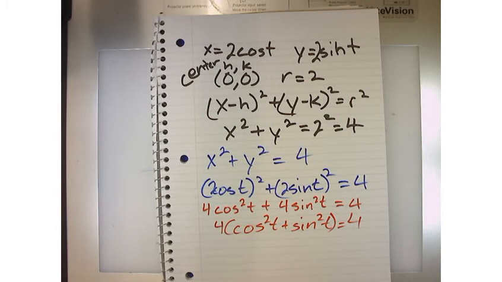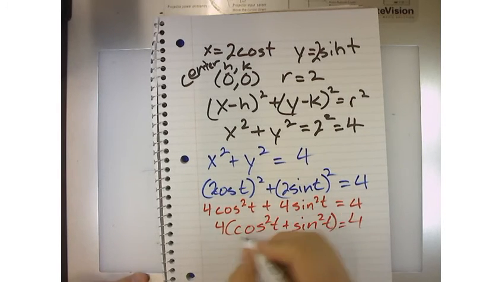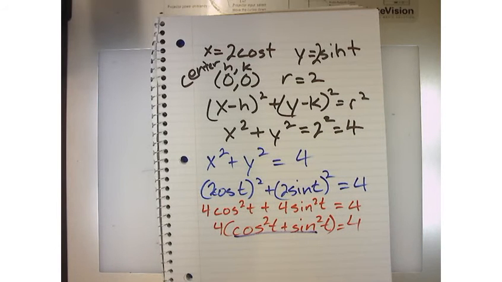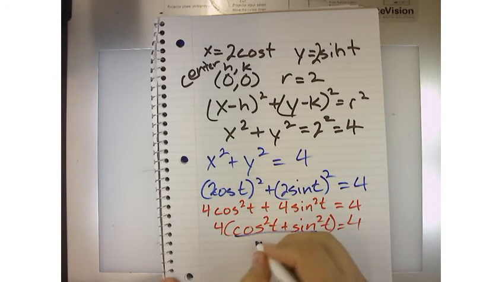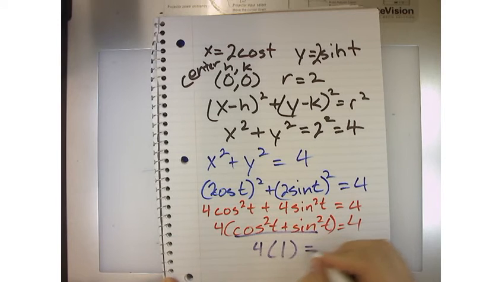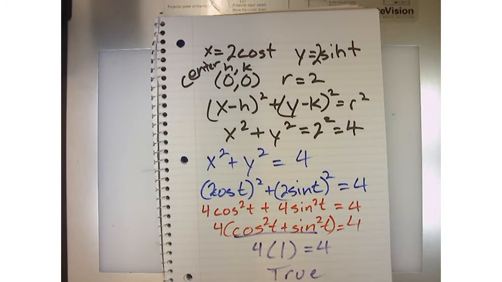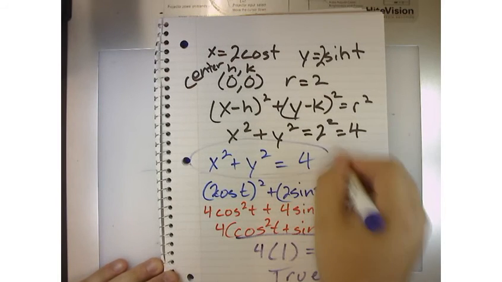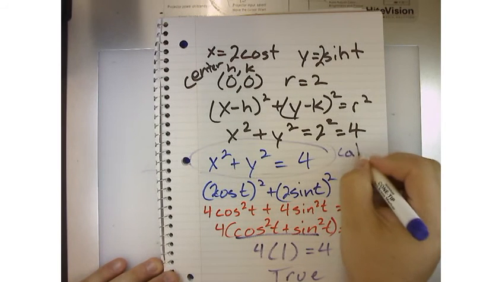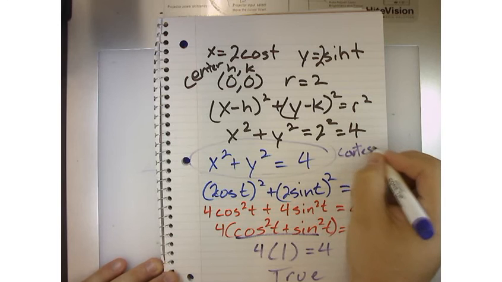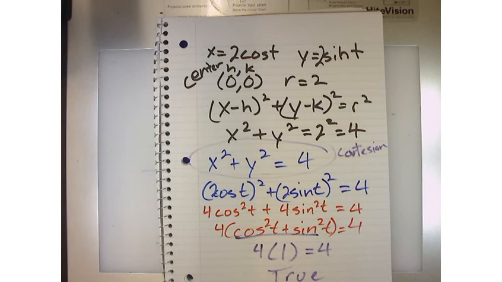Yes, Mr. Adams, because Mr. Adams so eloquently explained that this is equal to 1. So I'm going to say 4 times 1 does in fact equal 4. True, good job. So this is the Cartesian equation. And we've proven it. You're welcome.